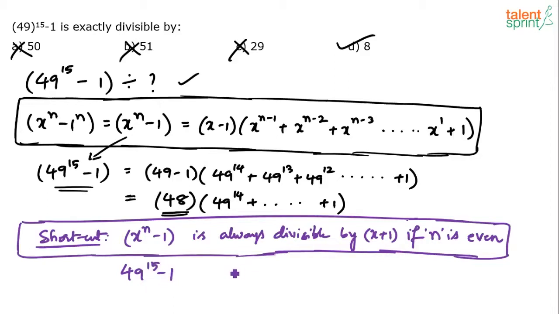Because n is not even. Here n is equal to 15. N is odd. Now you might be wondering, when n is odd, why are you even giving this formula? Because n is odd, so I cannot apply this formula.